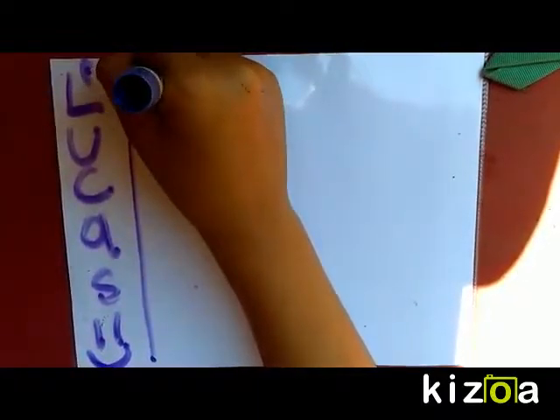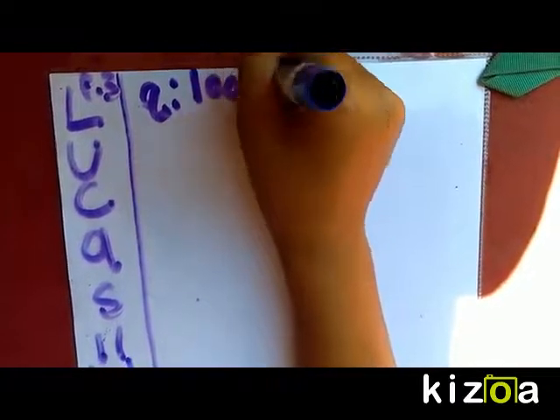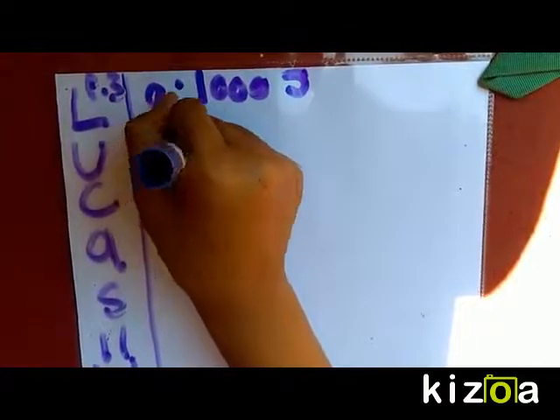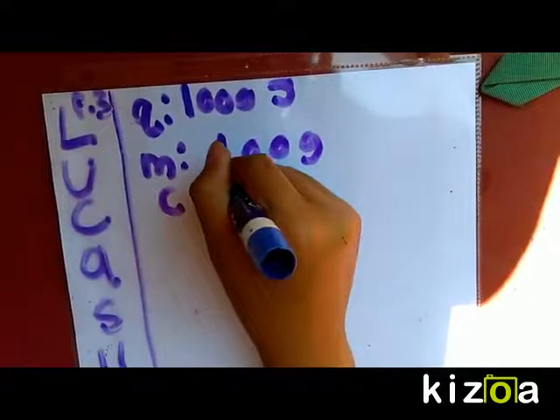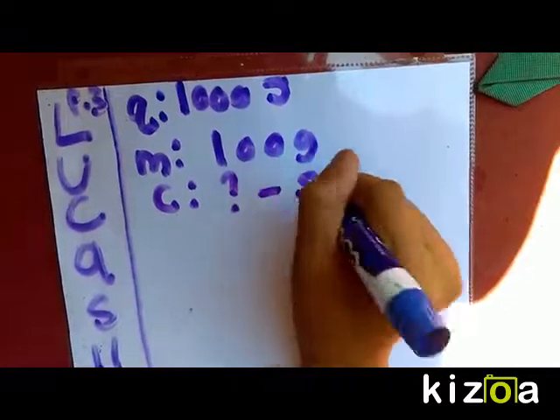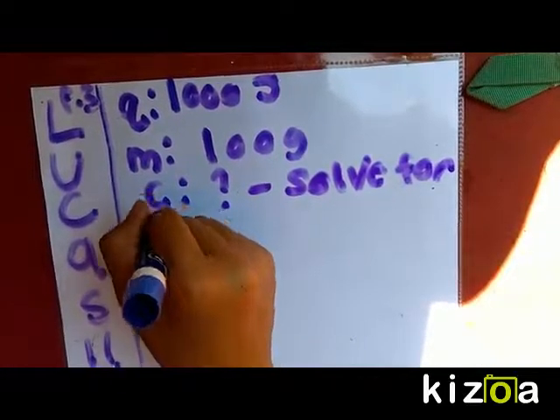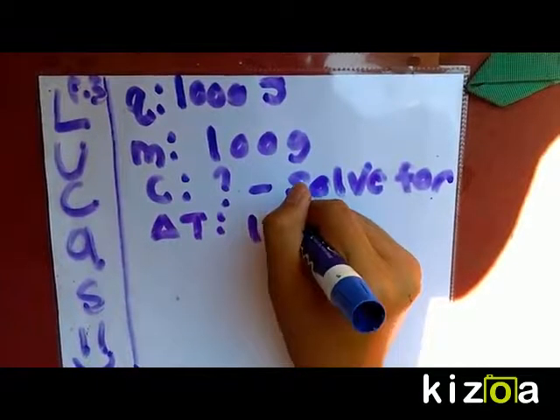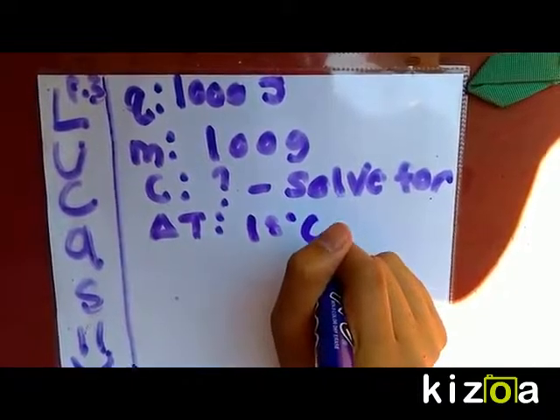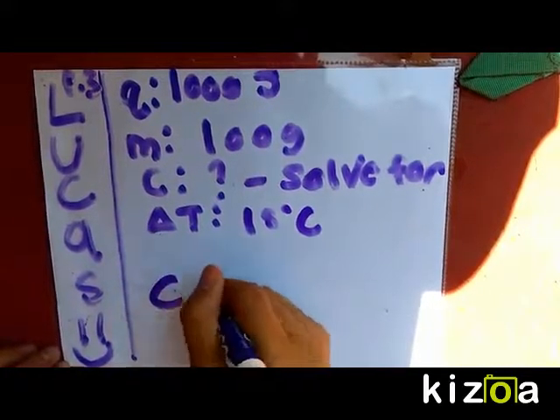The problem you just saw in the recent image: our joules was 1,000 joules. Our mass was 100 g. Our specific heat was not given to us, so we must solve for that. And our triangle T was 15 degrees Celsius. And for this one, we're going to solve for C.